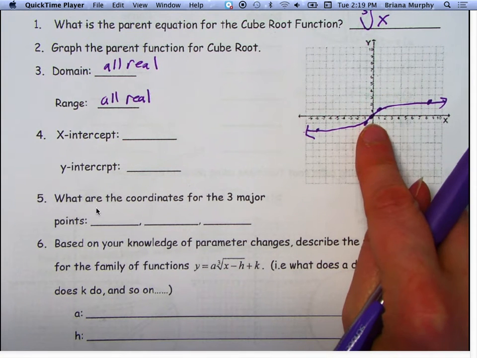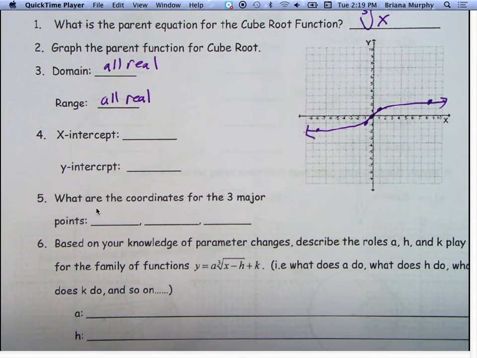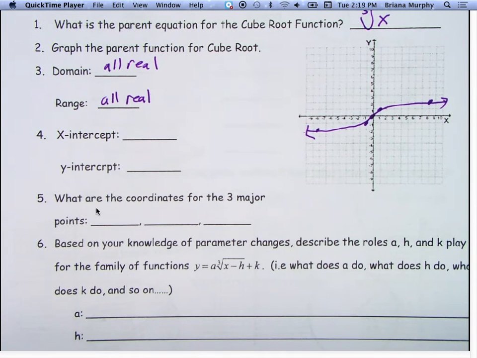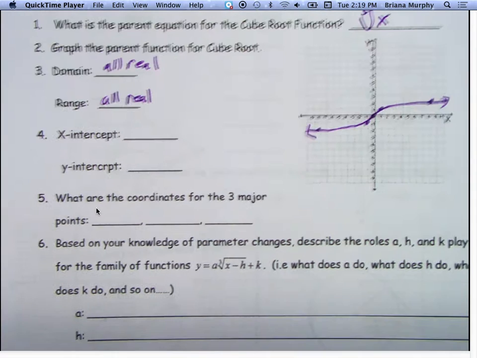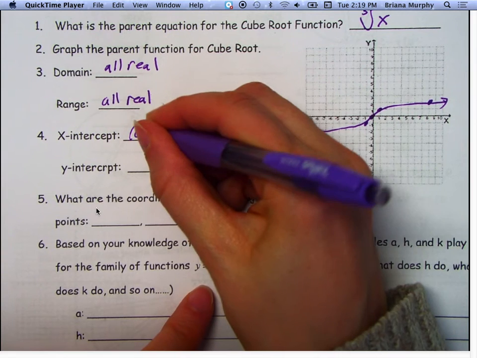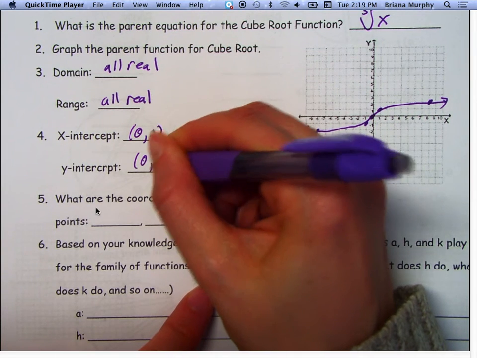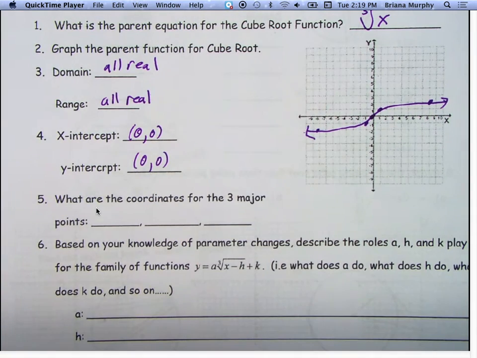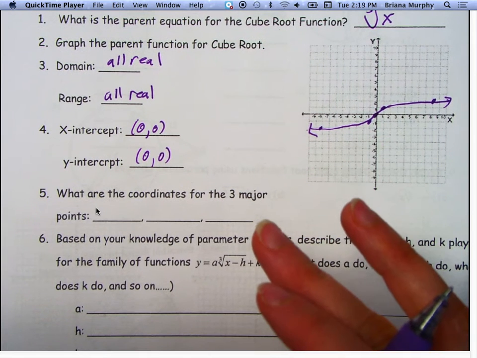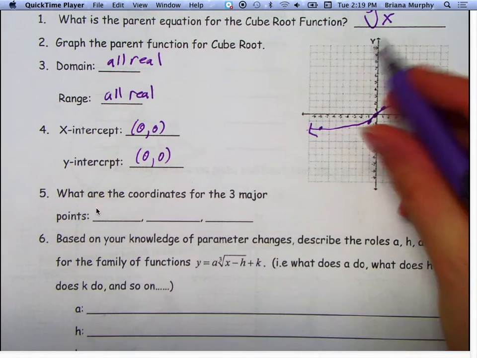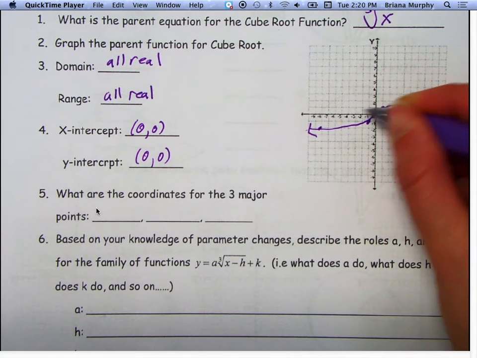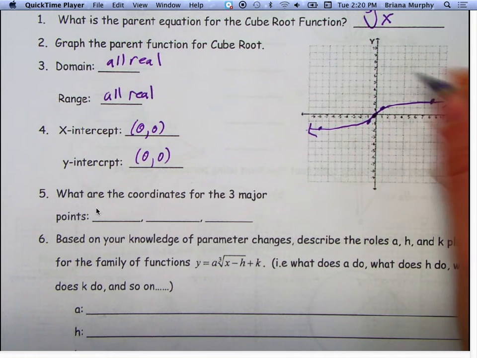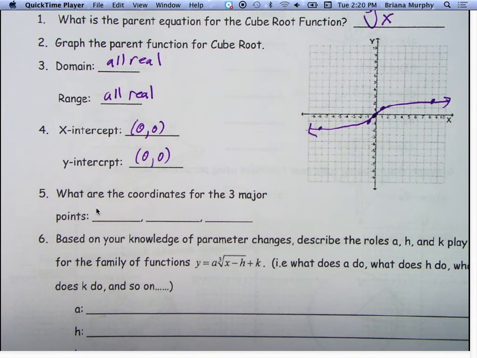Now my x-intercept and my y-intercept should be the same. So the x-intercept is 0, 0, and the y-intercept is 0, 0. Because that's where it crosses, right? It crosses the x-axis and the y-axis both at 0.